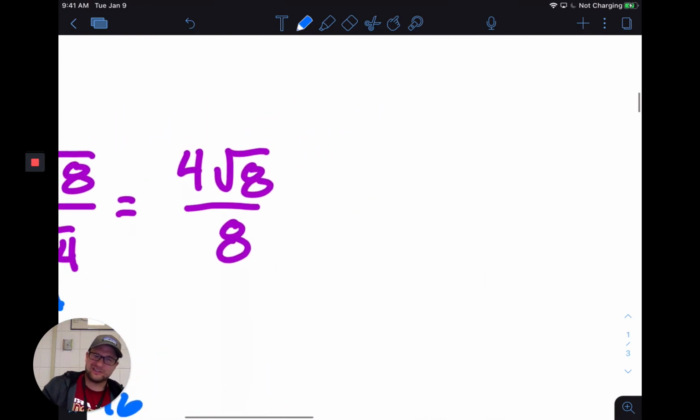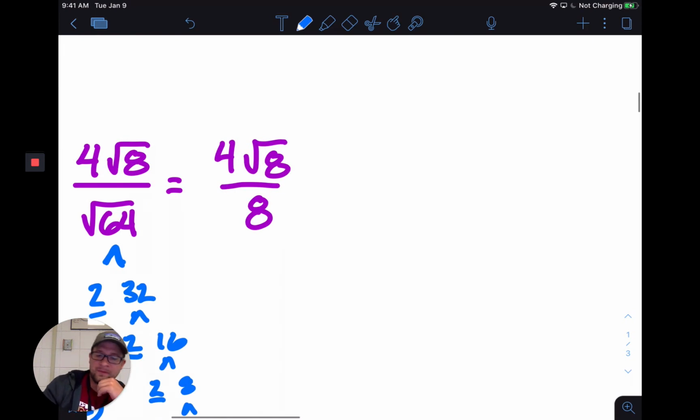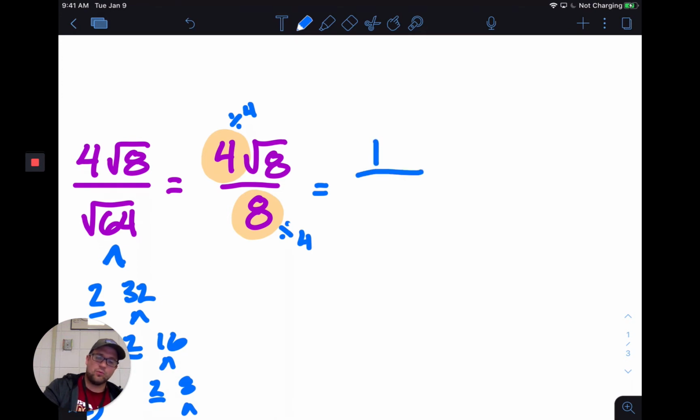Now, there is a little bit more simplifying we can do here. Whenever we have outside whole numbers here, right, 4 and 8 are both what we call outside numbers. They're not inside a radical. Those can actually be reduced. So reducing those like we would a fraction, we know that each of these can be divided by 4. So we can make this into 1 over 2 to start. And we also have the square root of 8.